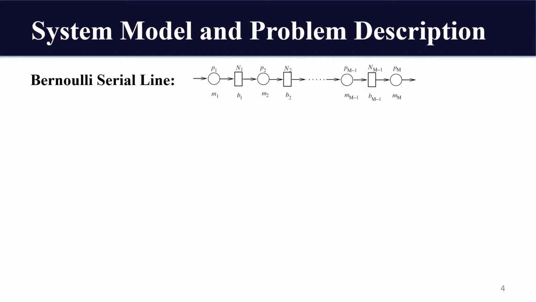In this paper, we focus on the Bernoulli serial line model. In the figure, a circle is a machine and a rectangle is a buffer, so there are n machines and n-1 buffers in this line, and the buffer capacity is Ni. Pi is the probability that machine i is up. We call it machine efficiency. M and N are the physical data, so they are easy to observe. Pi is the machine parameter which we want to identify.